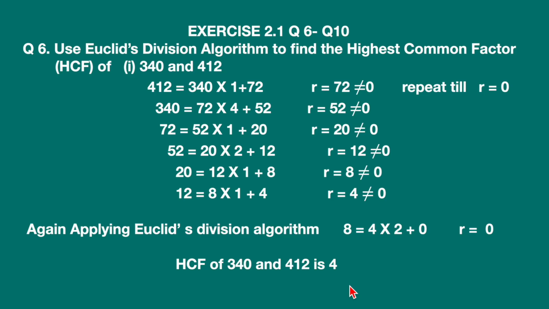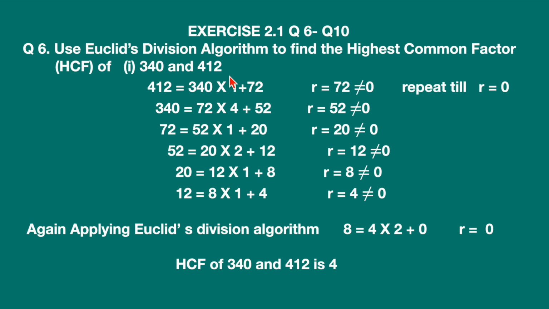Exercise 2.1, question 6 to 10. The previous sums of this exercise, question 1 to 5, I have done in the previous video. You can go through that. In this video, we are going to start with question 6. Use Euclid's division algorithm to find the highest common factor, HCF, of 340 and 412.